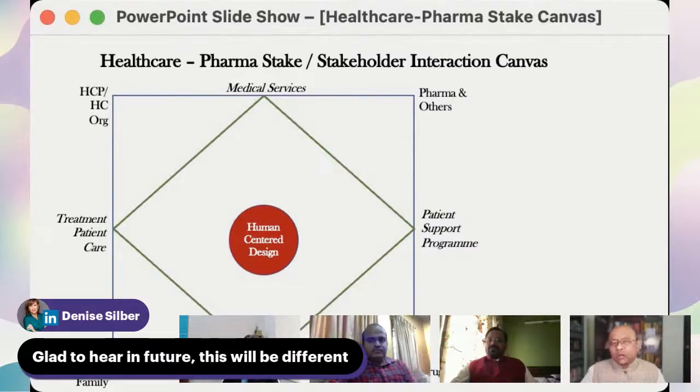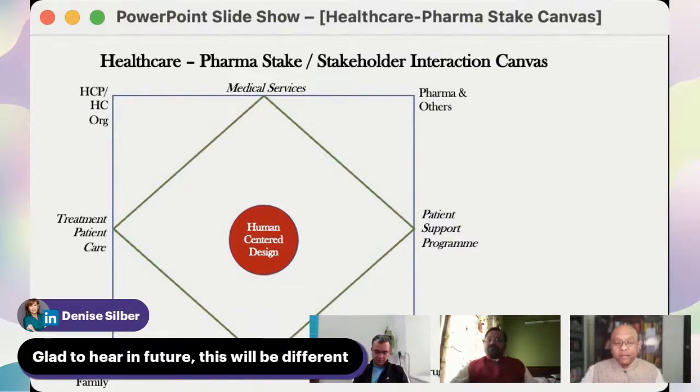The whole ecosystem wants to deliver a human-centered healthcare system. We want to give them the best class of patient experience. That's the ultimate goal of all the stakeholders we have here.